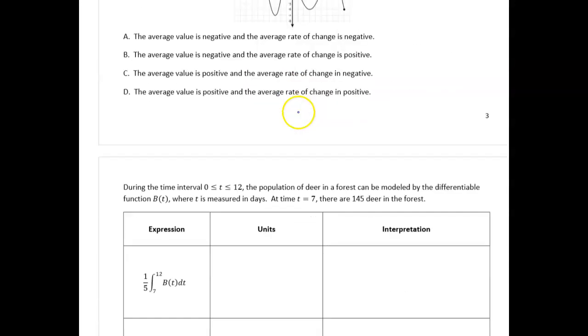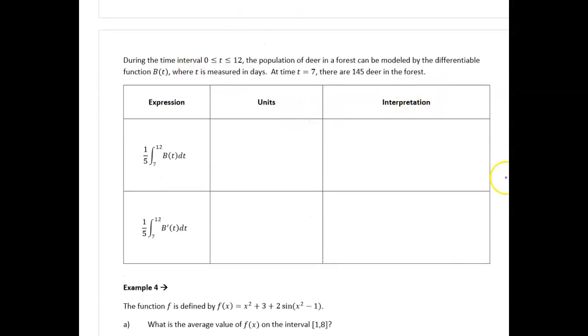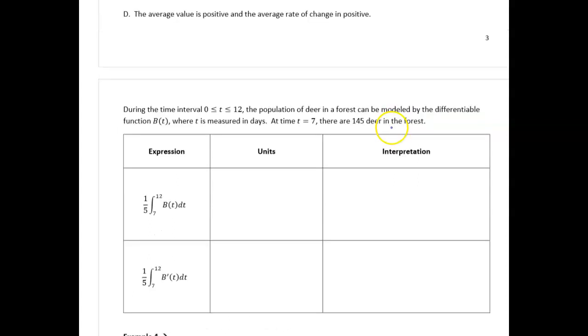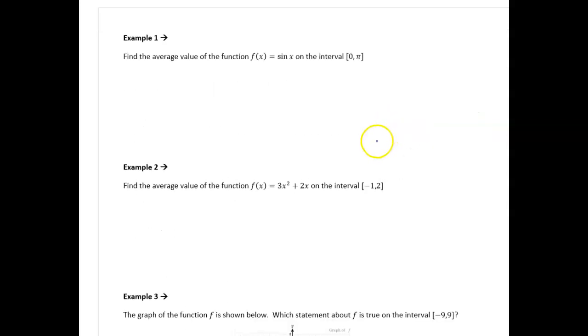Friends, today we are going over page number 4 in our packet. Yesterday you learned how to calculate the average value of a function, which is really kind of intuitive if you think about it. If we were asked to find the mean of a data set, we add all the values and divide by how many values there are. It's the same thing here.